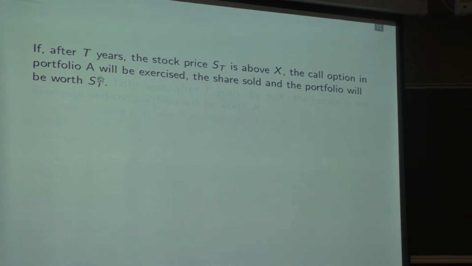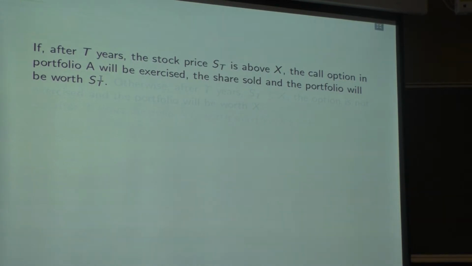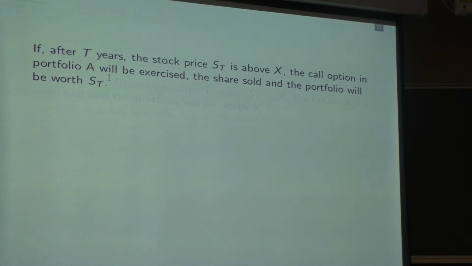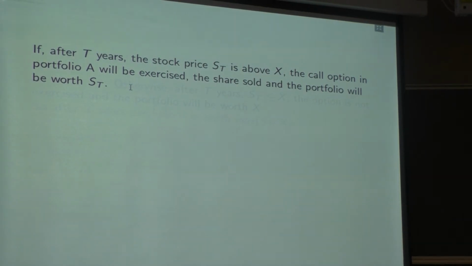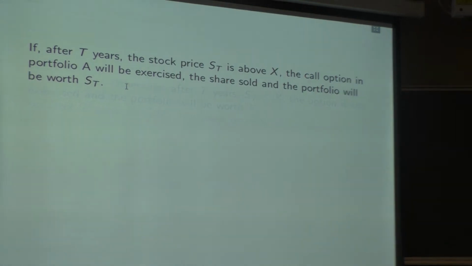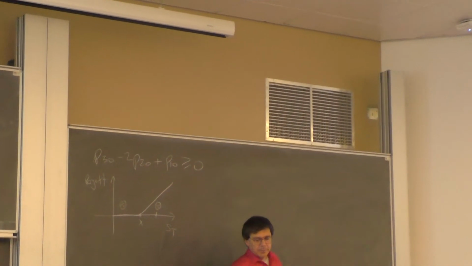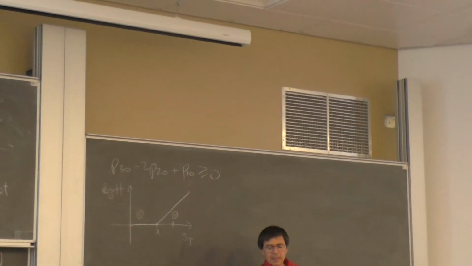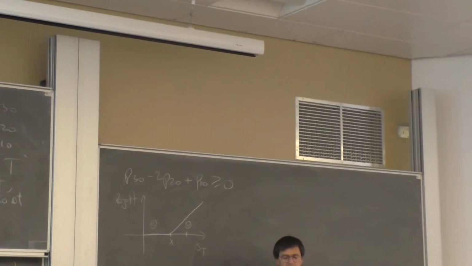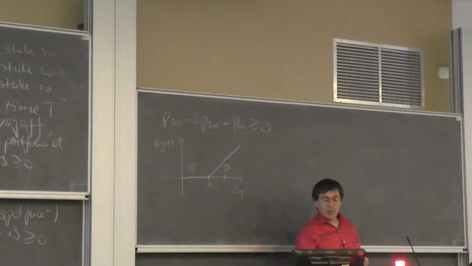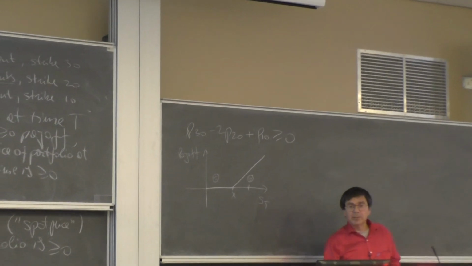And in that case, in such a state of the world in which we're going to exercise the option, we end up owning the underlying asset, which is worth ST. Now, what else can happen at expiration? So here, this is the happy zone of the future. What happens if we find ourselves here? Now we're not going to exercise our option. So after t years, we observe the price is less than or equal to X, we're not going to exercise the option, and the portfolio is then going to be worth X.